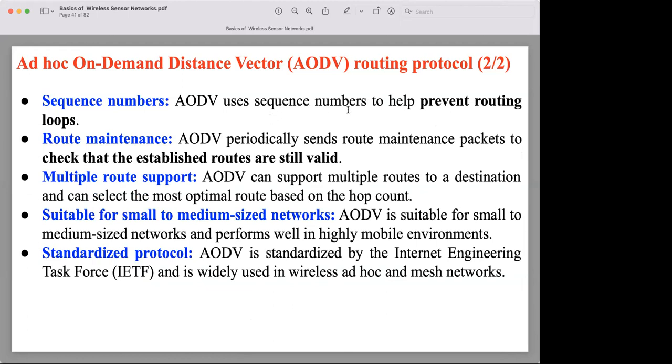So what is the looping problem? That means, say for example, A sends to B, B sends to C, C again sends to B, B to D, like this. That means the packet is moving inside the loop, not from source to the destination. So how can we prevent this? We use the sequence number.